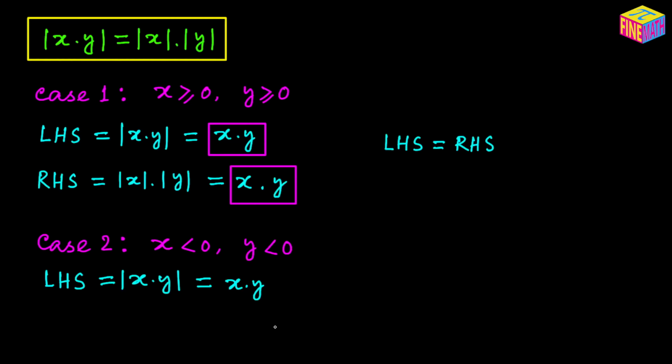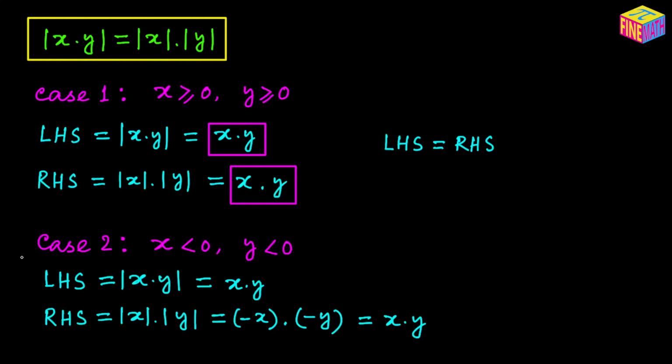And now let's look at the right hand side. On the right hand side, we have modulus of x times modulus of y. Because x is a negative number here, modulus of x will be negative x. That's by the definition. And similarly, because y is a negative number, modulus of y will also come out as negative y. And there again, if you multiply them, they will become positive x times y. So as you can see, the left hand side and the right hand side both look equal again. For the second case also, we have been able to prove that yes, the result is true. The result means the original result that I have highlighted up above, right? Modulus of x times y is equal to modulus of x times modulus of y.